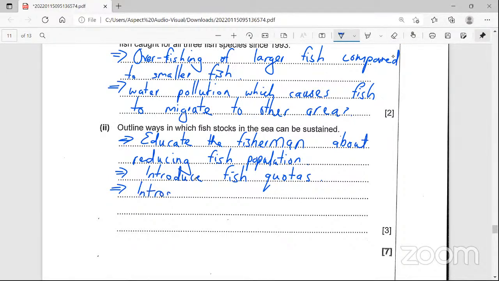Introduce sanctuaries. There's no "in" there. Marine sanctuaries for the endangered species. Yes? Come again? Quotas means that you limit the number of fish that are fished in a certain time period. Which one? Yeah, I don't think you can mention that one.